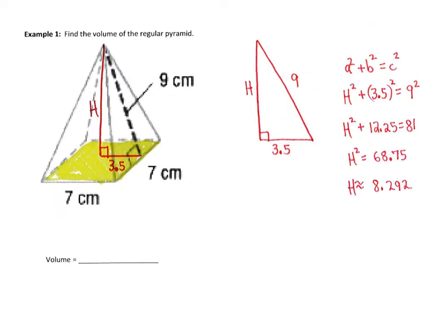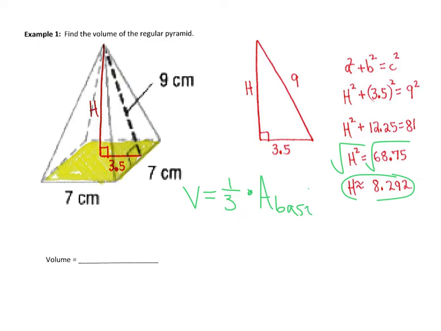Okay, so our answer for h is about 8.292, but we won't use that in our next part of the problem. We'll use this square root of 68.75. So let's go ahead. Volume of the pyramid is 1/3 times area of the base times height.